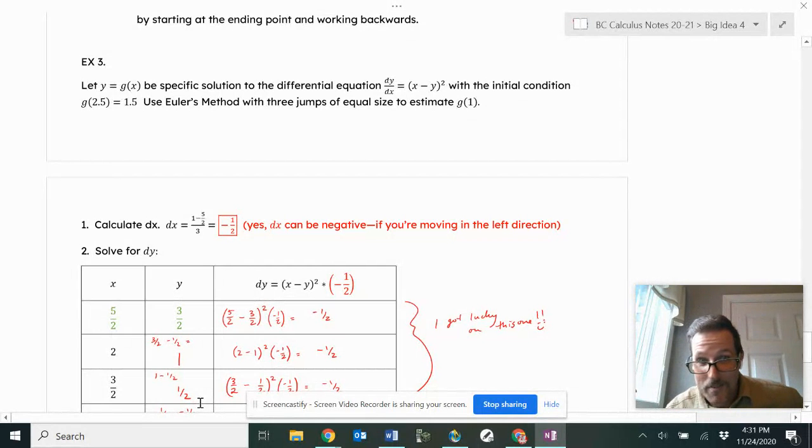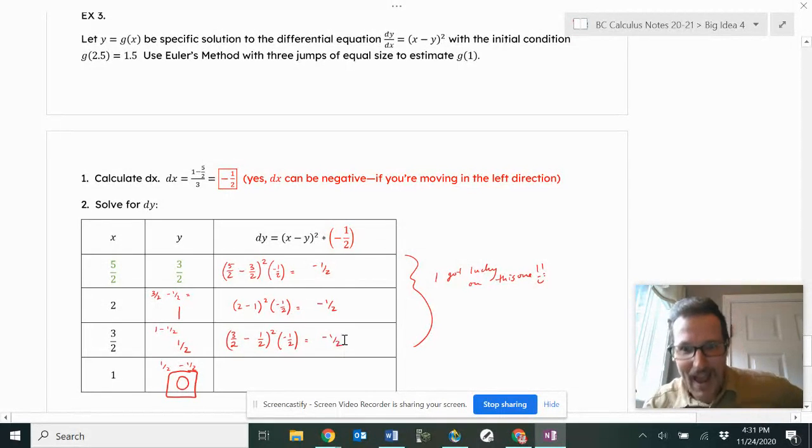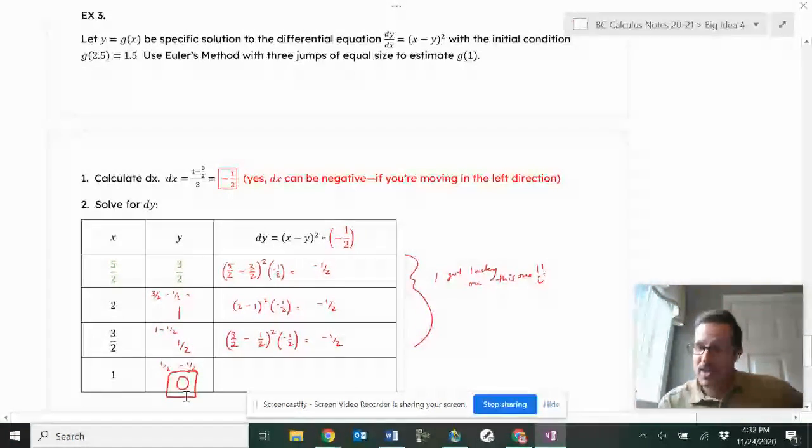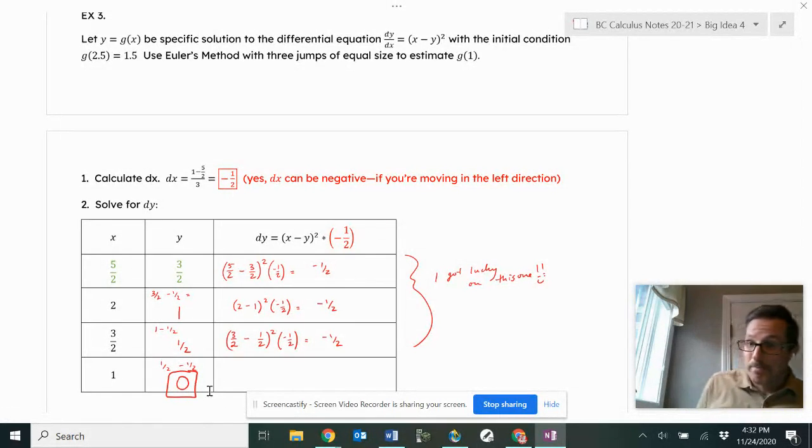We're not there yet. So we're going to do Euler's method yet again. Chuck everything into the right spot. Look at that, dy just so happens to be negative 1/2 yet again. How weird. We got lucky that time. So we're going to add the dx to 3/2 to get x equals 1. We're going to add negative 1/2 to 1/2, and we get that the estimate for g(1) is 0. Now, is it 0? No, probably not. But that's our Euler's method estimate.